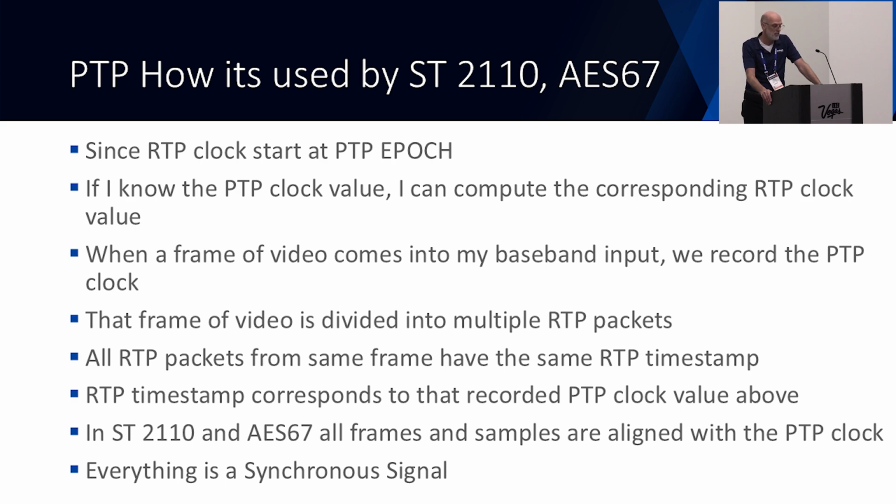So when a frame of video comes into my baseband input on my converter, we record the PTP clock time when that VSync came in, okay? That frame of video is divided into multiple RTP packets, and all the RTP packets will have the same RTP timestamp, that's the spec. And then the RTP timestamp we're going to use is the one that matches that PTP clock we recorded when the frame came in. So in 2110 and AS67, all the frames and samples are aligned with the PTP clock that way. And we call that a synchronous signal.